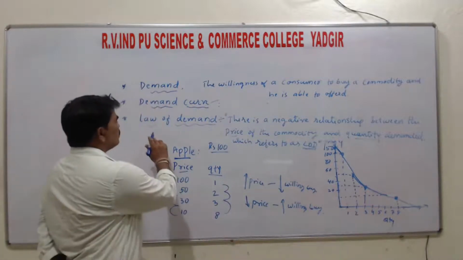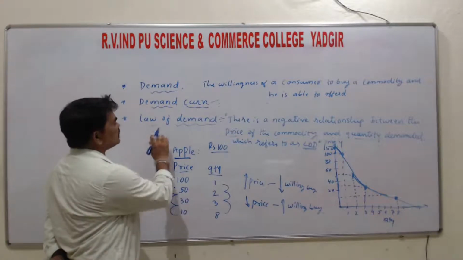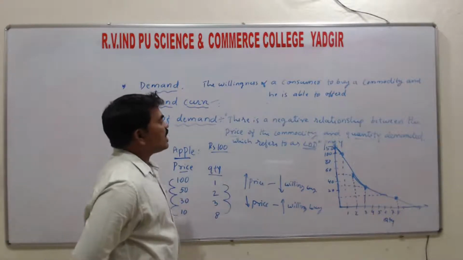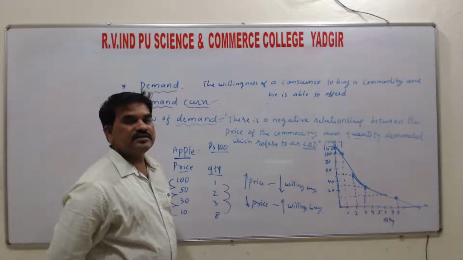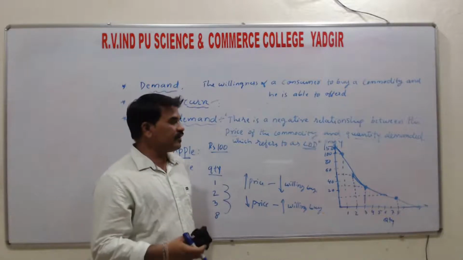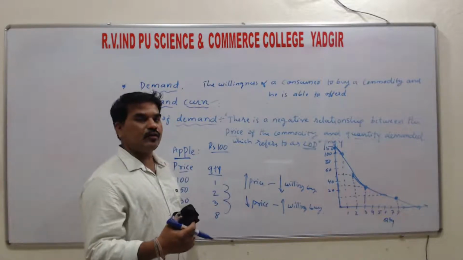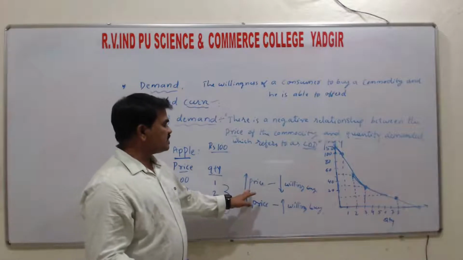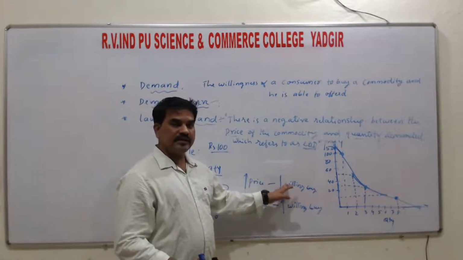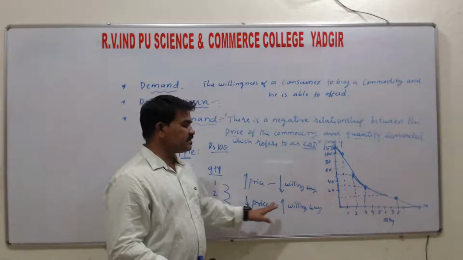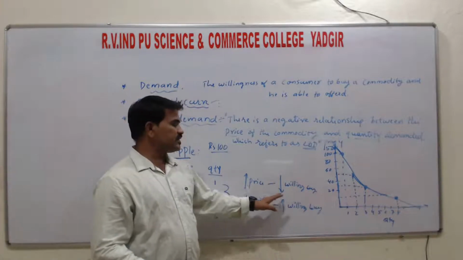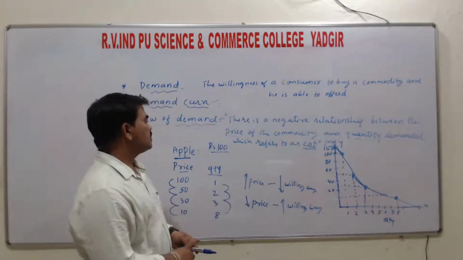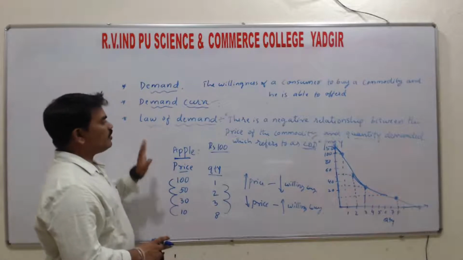Right? Now, the next topic is the law of demand, and the law of demand says that there is always a negative relationship between the price of the commodity and the quantity demanded. If the price increases, demand decreases. If the price decreases, demand increases. The willingness to buy the product increases. So that is the law of demand.